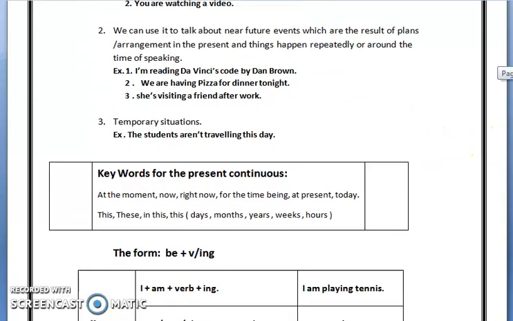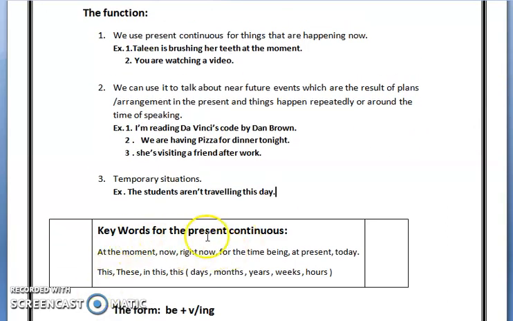Okay, so let's take a look at the key words or the indicators of the present continuous. At the moment, now, right now, for the time being, at present, today. And we can also use these direction references: this, these, or this with time expressions: days, months, years, weeks, hours. We can say this day, these months, in this year, this week, or this hour. So these are the key words that we will be using with the present continuous.